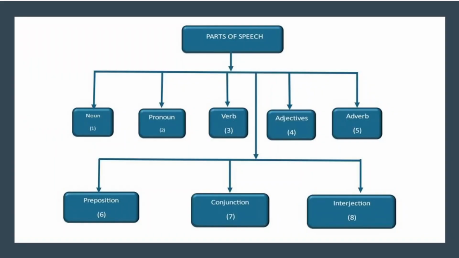So we're going to look at the parts of speech. Inside of it, we have noun, pronoun, verb, adjective, adverb, preposition, conjunction, interjection. Okay, so we're going to deal with verb. This is the one we're going to look at.